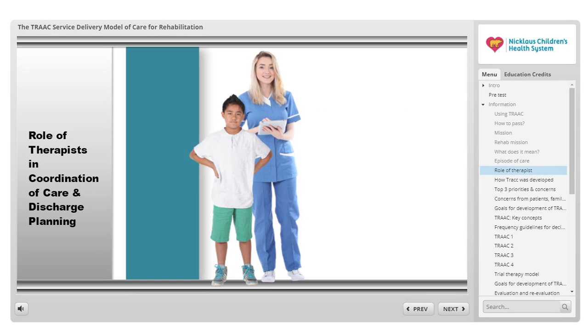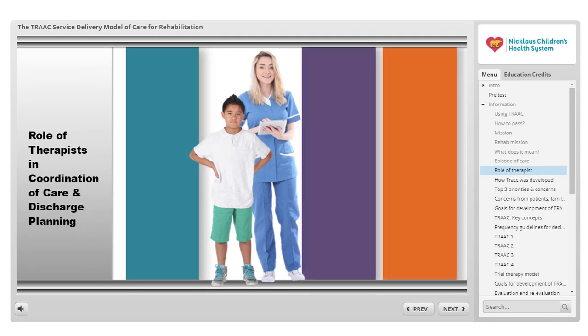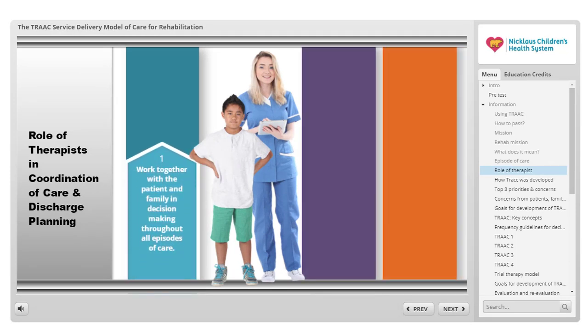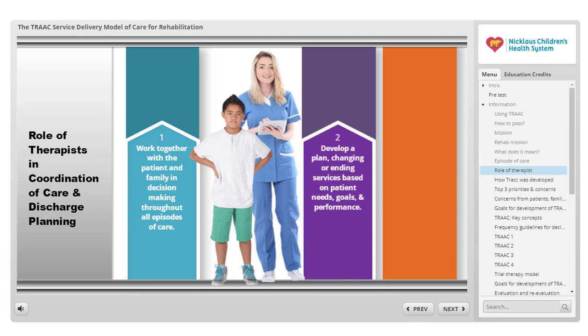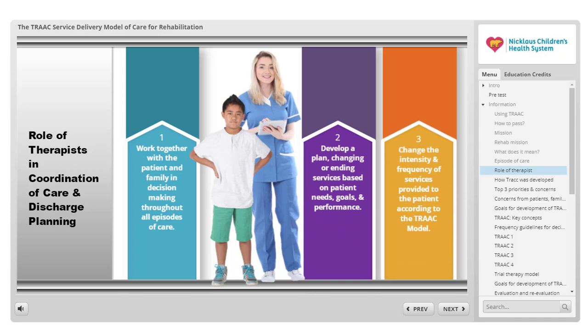What is the role of the therapist in coordination of care and discharge planning? One, we work together with the patient and the family in all decision making throughout all the episodes of care. Two, we develop a plan, changing or ending services based on the patient's needs, goals, and performance. Three, we change the intensity and the frequency of services provided to the patient according to the TRACC model. This means that the entire team and family are on the same page with regards to decisions and communications.